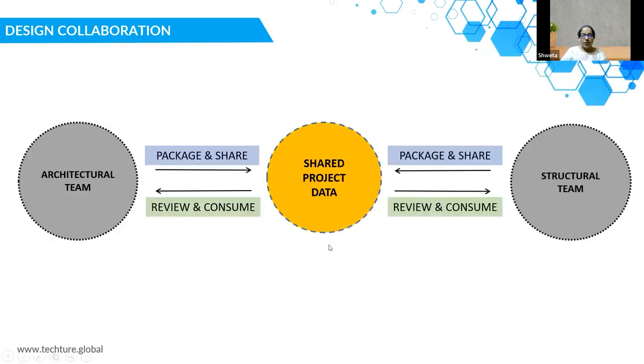All right. So the architecture team will create a package and share it. It comes into the common data, the shared project data. It comes into design collaboration. The structural team shares their package. It comes into the project data. And now, once it is in the shared project data, architecture can also review and consume it. The structural team can also review and consume it. So once it is in the center portion where it's shared, any of the teams associated with the project can review it and consume the information that is shared.